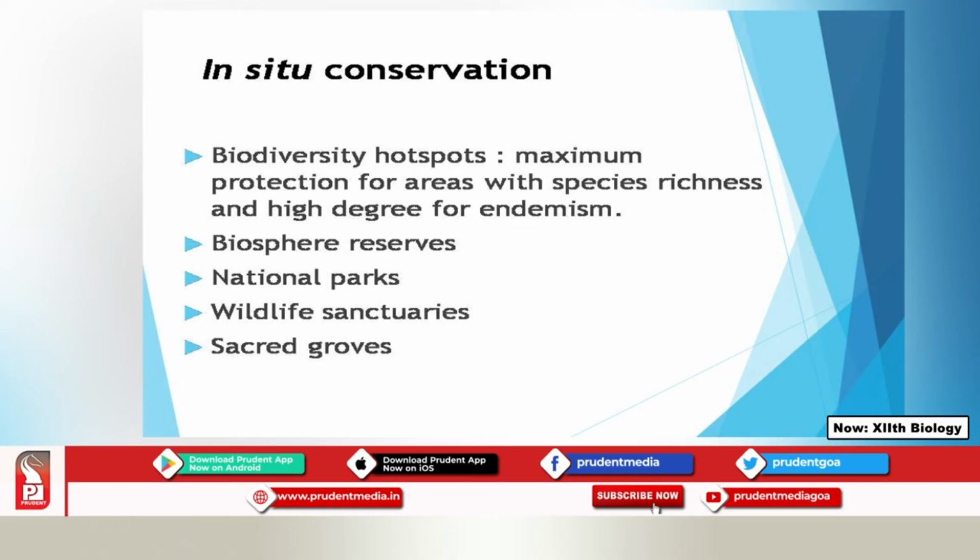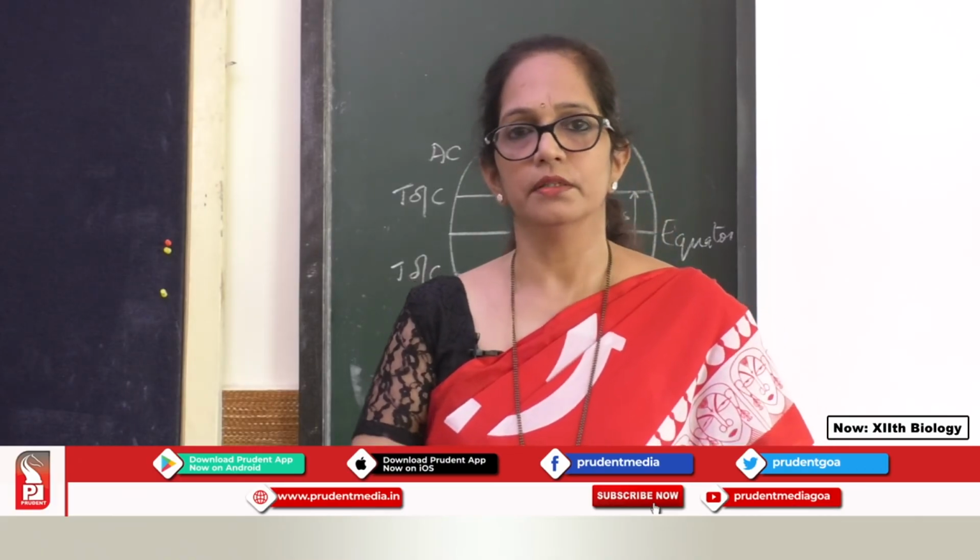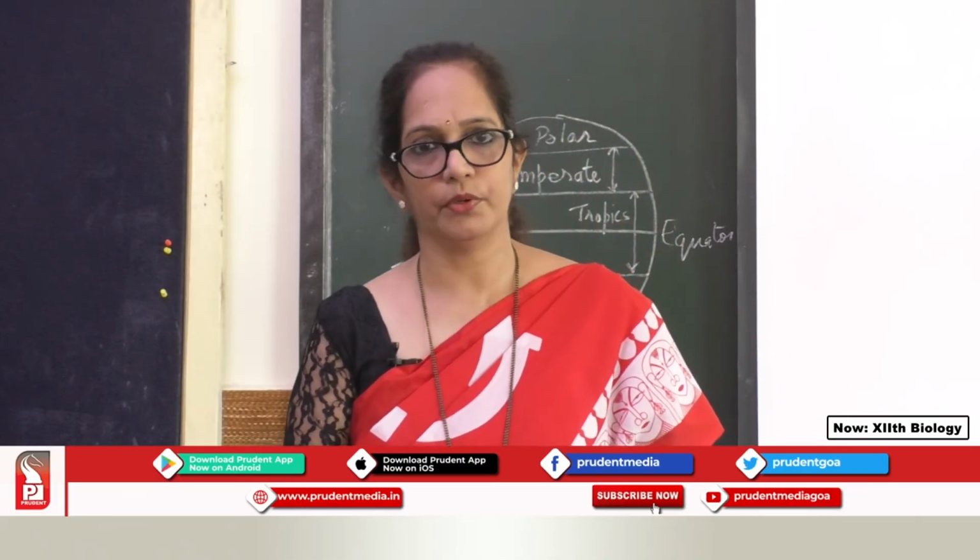The second one is biosphere reserves. Biodiversity hotspots, we have seen earlier, there are four hotspots. Biosphere reserves are big protected areas. We have about 14 in India, where along with the tribes and whichever human beings are staying there, the whole area gets protected.